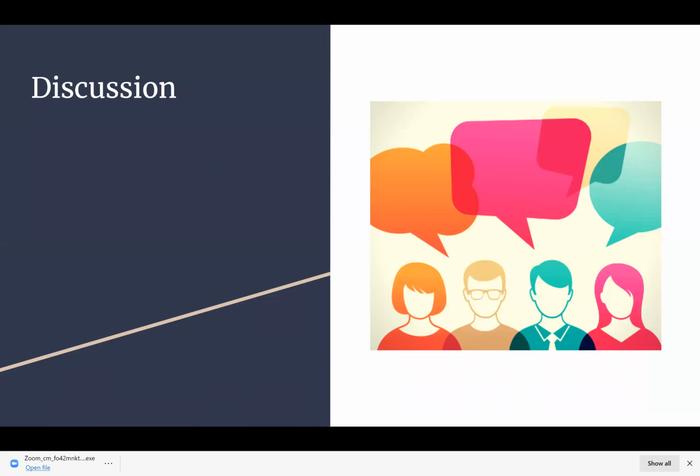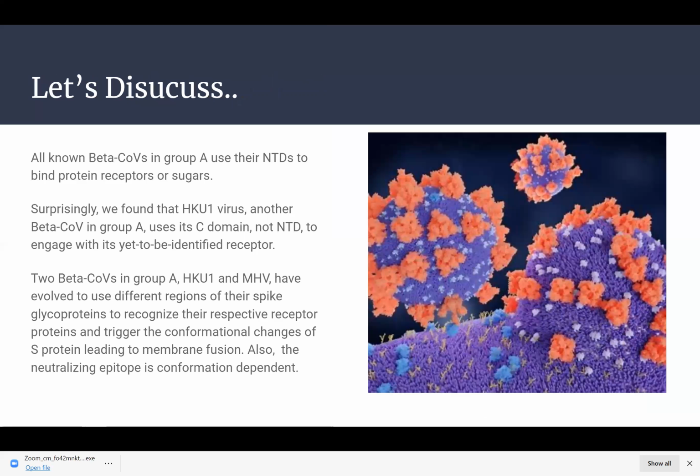Going into the discussion now. So all the known Betacoronaviruses in group A normally use their NTDs to bind protein receptors or sugars. But surprisingly, they found that the HKU1 virus, another Betacoronavirus in group A, uses its C domain, not the NTD, to engage with its yet to be identified receptor, which at this point in 2004, they hadn't identified. I'm not sure if they have yet.